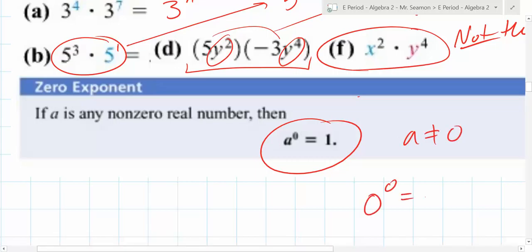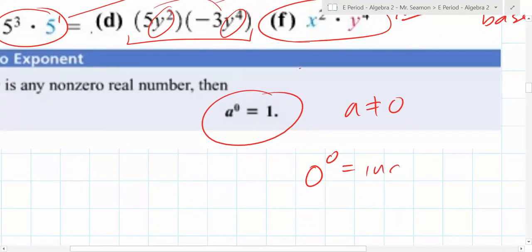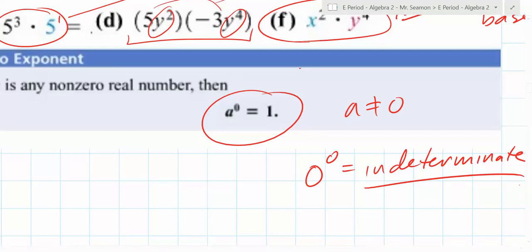0 to the 0 is said to be indeterminate. You see it all the time in calculus, but if you have 0 to the 0, you can say it's not defined. But anything else to the 0 power is equal to 1. 78 billion times 70, all to the 0 power, that equals 1. Pi to the 0 power, 1. Anything that isn't 0 raised to the 0 power is 1. A table raised to the 0 power is 1.